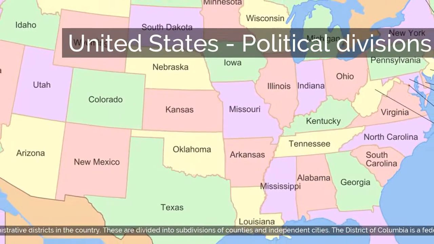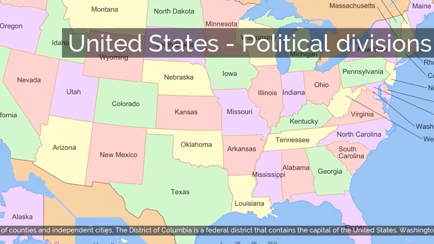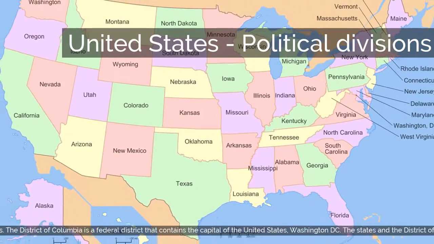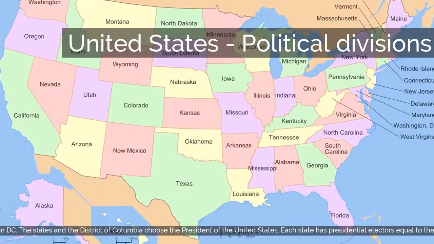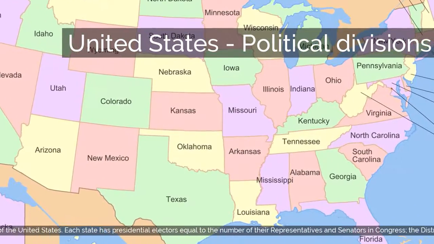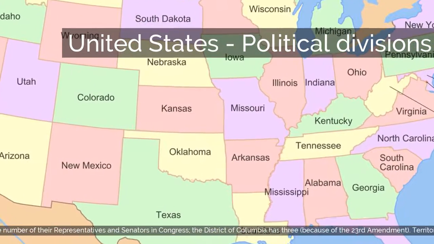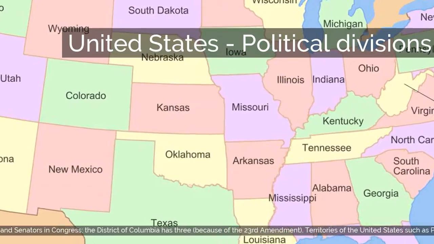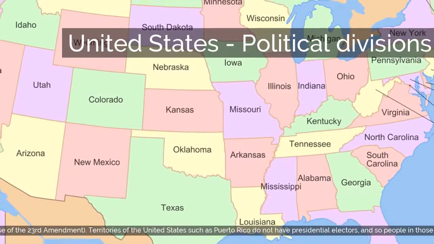The District of Columbia is a federal district that contains the capital of the United States, Washington, D.C. The states and the District of Columbia choose the President of the United States. Each state has presidential electors equal to the number of their representatives and senators in Congress. The District of Columbia has 3, because of the 23rd Amendment. Territories of the United States such as Puerto Rico do not have presidential electors, and so people in those territories cannot vote for the president.